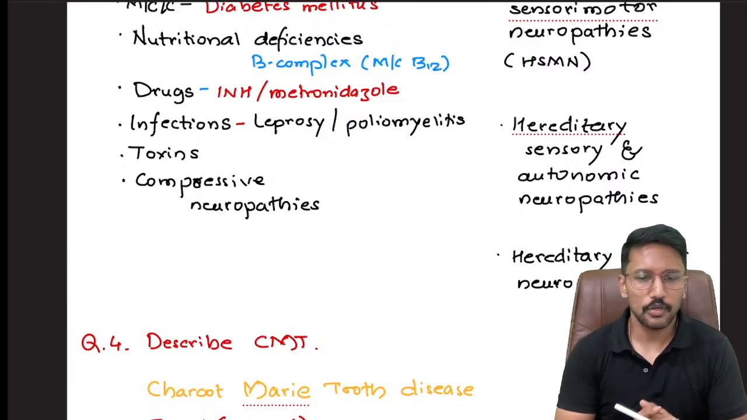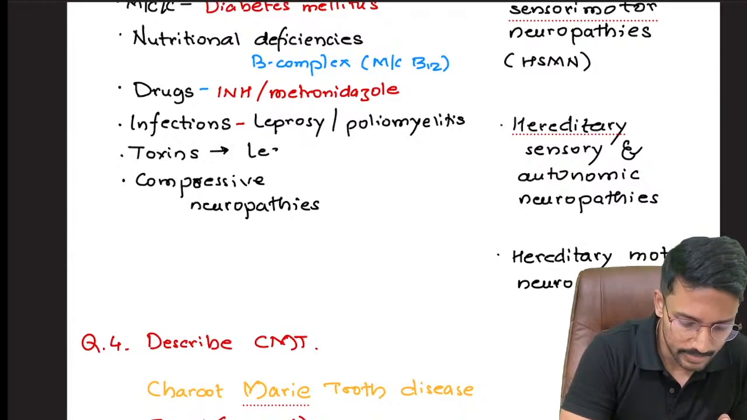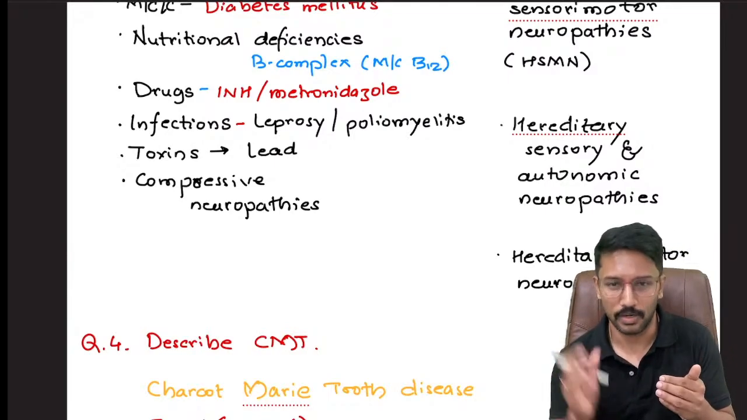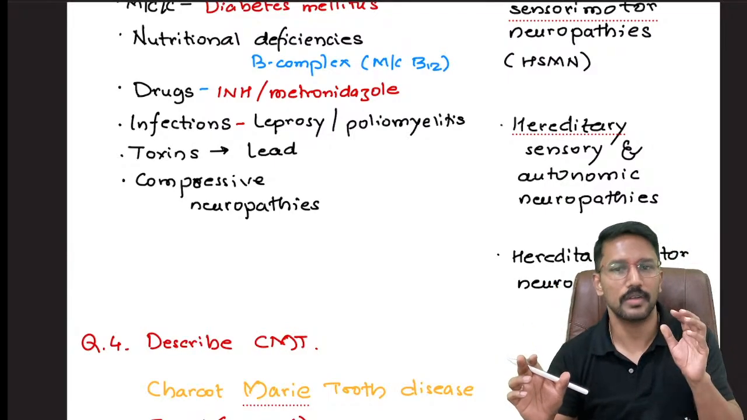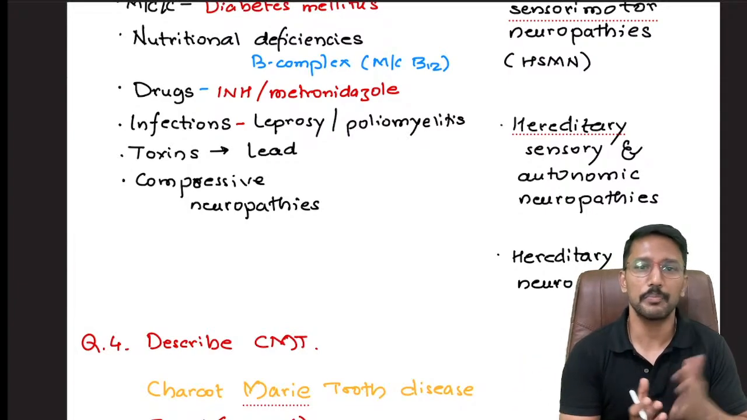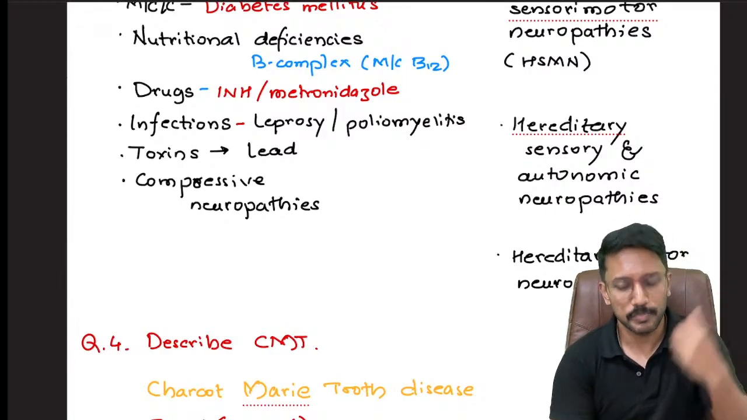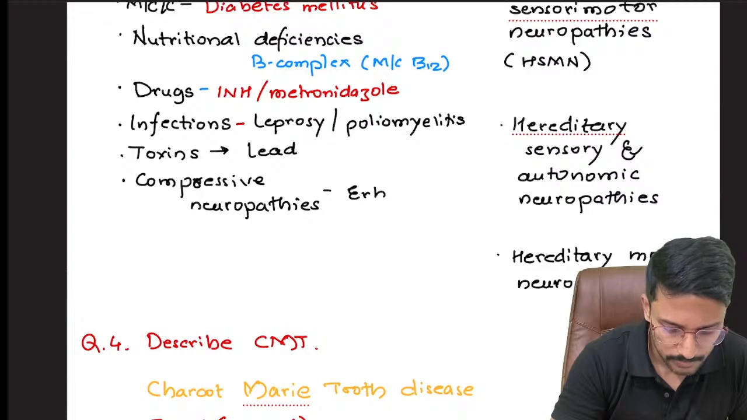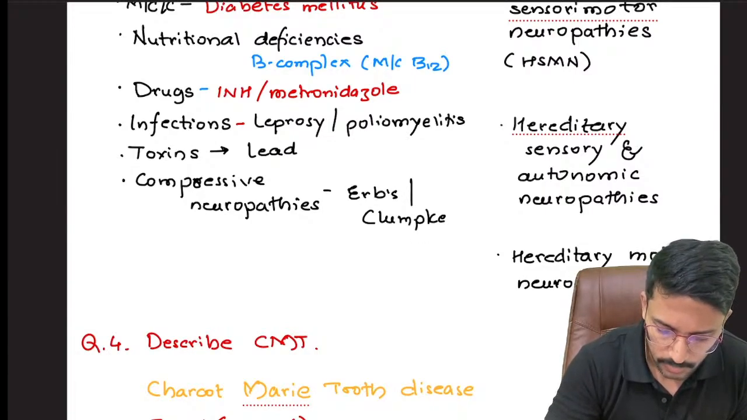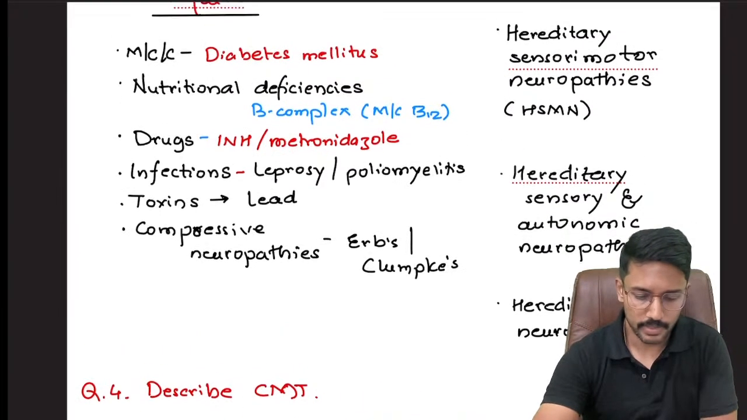Okay, then plenty of toxins are known to cause neuropathies, but the one that you should remember is lead, because when in forensic medicine you study lead toxicity, the emphasis will be on what it does to your blood and what it does to your neurons. It causes neuropathy. And then the last acquired cause is compressive neuropathies, where your nerves are getting compressed, like Erb's palsy and Klumpke's palsy. They are all compressive neuropathies. Because of the compression, there is inflammation of the nerves and they lose function. So these are all acquired causes.